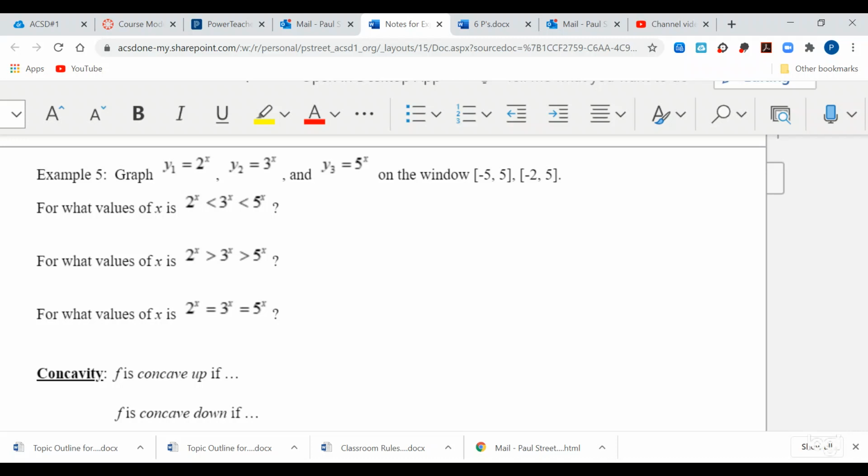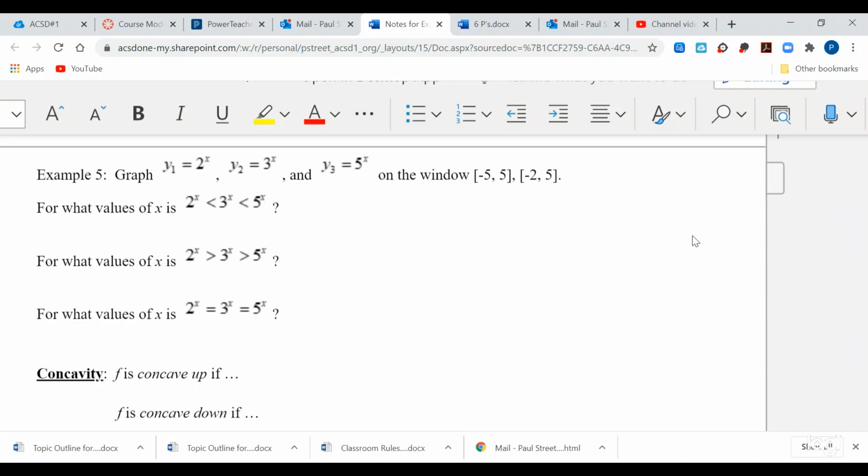And for what values of x does it go the other way? That the 2 to the x graph is bigger than the 3 to the x graph, which is in turn bigger than the 5 to the x graph. Less than 0. And then part C, where are they all equal to each other? Just at 0. They're equal to 1, but that's at 0.